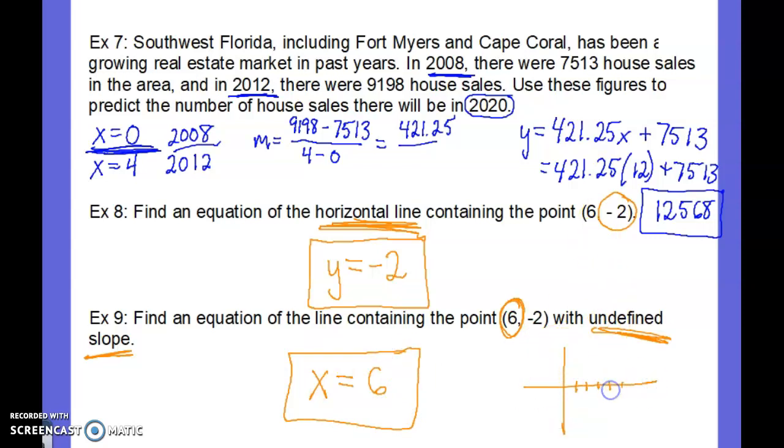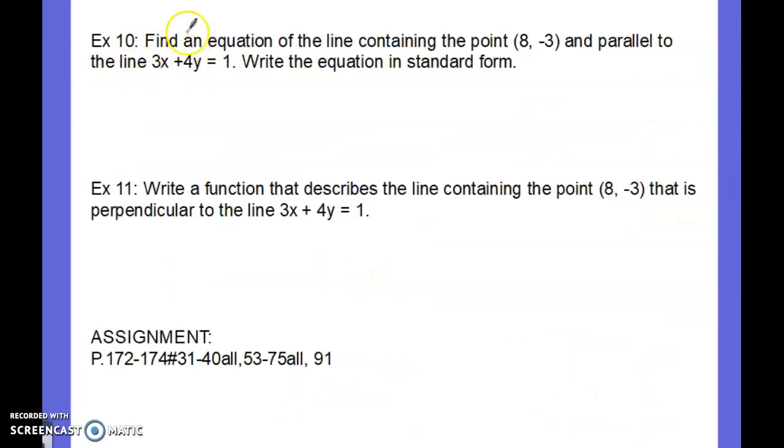1, 2, 3, 4, 5, 6, -2. And think about, well, if it's a horizontal line, I got to draw it like this. And if it's a vertical line, I got to draw it like this. It makes perfect sense if you really work it out. We have 2 more problems. I think I can get this done before my time runs out.